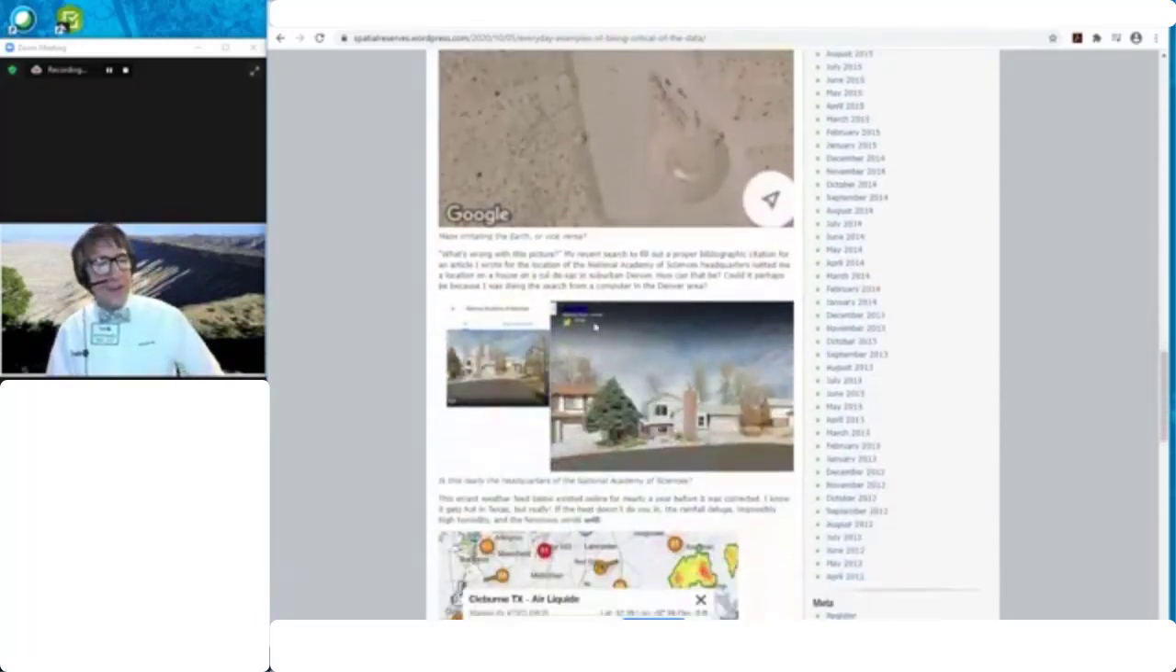Another one to point out here is I was writing a paper recently, and I had to look up the location of the National Academy of Sciences. When I looked at the National Academy of Sciences, it actually netted me a location in a cul-de-sac in Metro Denver. This is not the National Academy of Sciences. This is someone's house at the end of a cul-de-sac. Why it appeared in that search, I don't know.